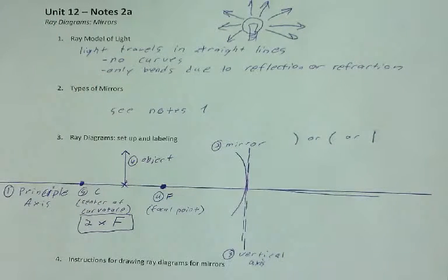Does the object have to be inside C and F? No. Sometimes it'll be in front of F. Sometimes it'll be behind C. It doesn't matter where the object is. It might be right at C. It could be in a bunch of different places. C is 2 times F. Is that the distance from our mirror? Yes, it's measured from the mirror. It'll tell you what it is, and it's how far it's measured from the mirror.